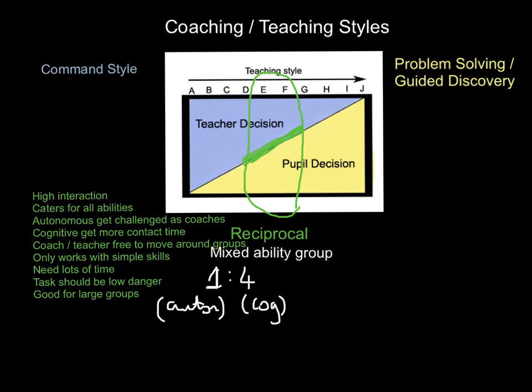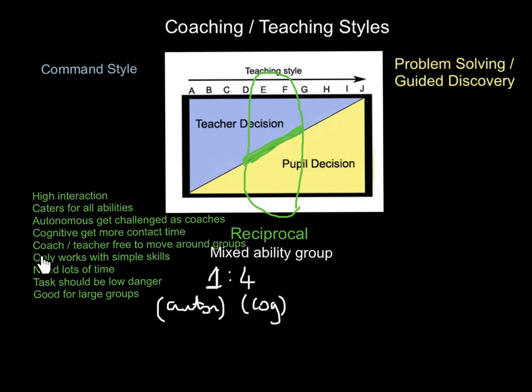Okay? And like I said there, the autonomous learners are getting challenged as coaches, and the cognitive learners are getting more contact time with a coach. When we had 1 teacher and 20 learners, your contact time was 1 to 20. Now you've got 4 good ones and you've given them 4 weaker ones each. You've now got contact time of 1 to 4, which is much better. Okay? The lead coach, the lead teacher, you are now free to move around the group and highlight faults and ask questions and check learning and offer advice and things like that.